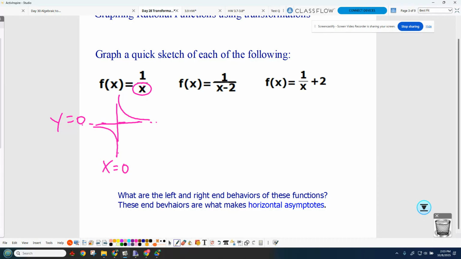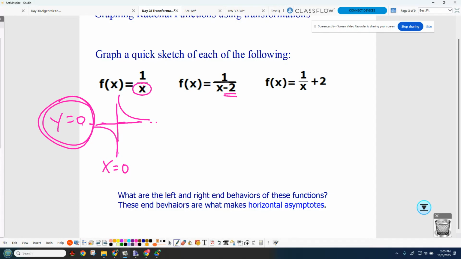And I'm going to remind you of what you did in Algebra 2 to find the horizontal asymptotes, but we'll talk about that on the next slide. What's the end behavior? The end behavior of this, 0 and 0 on the other side, that is the value of y = your horizontal.